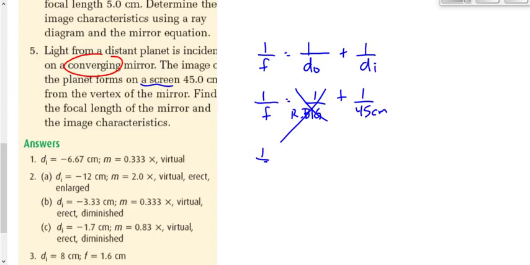So we got 1 over f is equal to 1 over 45. What's the value of f then? 45.